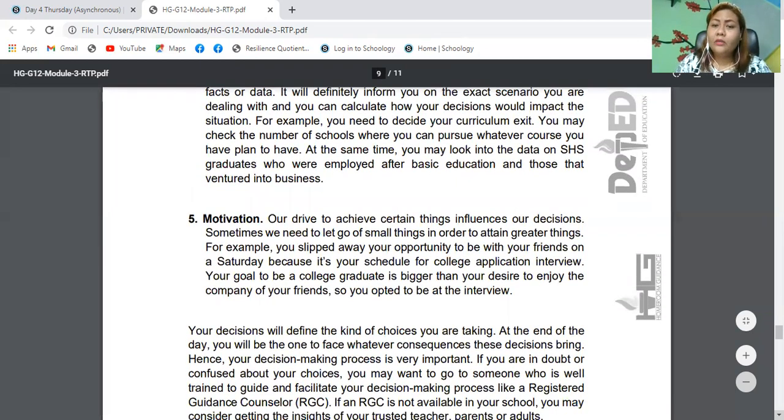And motivation, bakit mo ba gustong gawin? Yun, sinasabi ko nga kanina, kung meron kang future na iniisip, then that's your motivation. Right? So your decisions will define the kind of choices you are taking. At the end of the day, ikaw ang mag-face ng consequences na gagawin mo sa decision that you're going to do in your life. Tama ba ako?